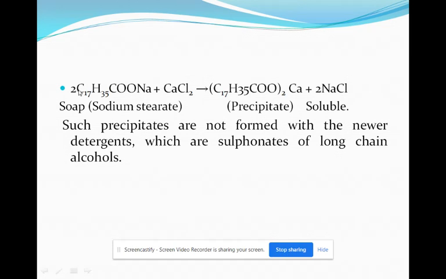Looking at the chemical equation, this is the molecule of the soap, the sodium salt of the fatty acid. The fatty acid used here is stearic acid, so the chemical name of the soap is sodium stearate. It combines with the hardness present in water, calcium chloride, and as a result of the chemical reaction, it forms a precipitate of calcium stearate and soluble sodium chloride. This calcium stearate forms the scum. It consumes the soap, which is then not available for micelle formation, or you can say the lather formation.